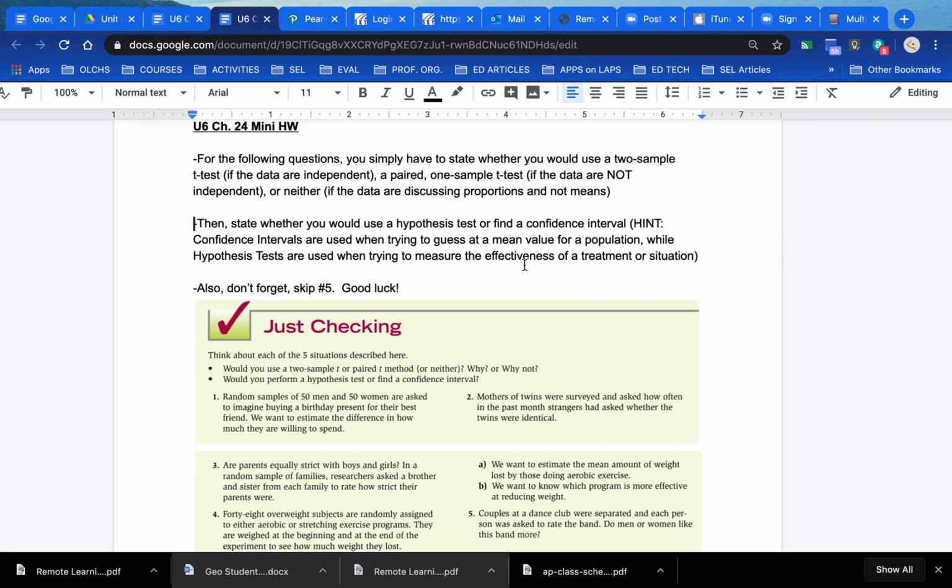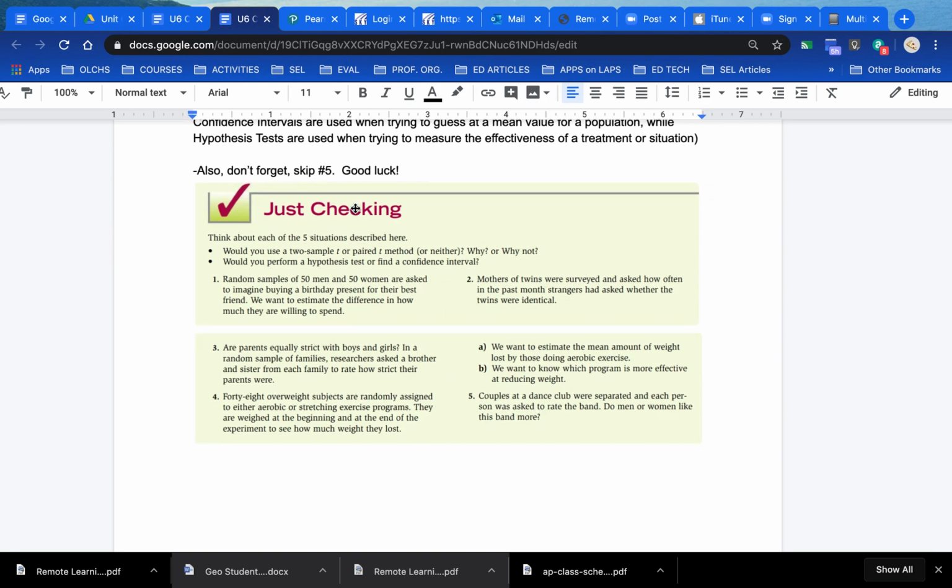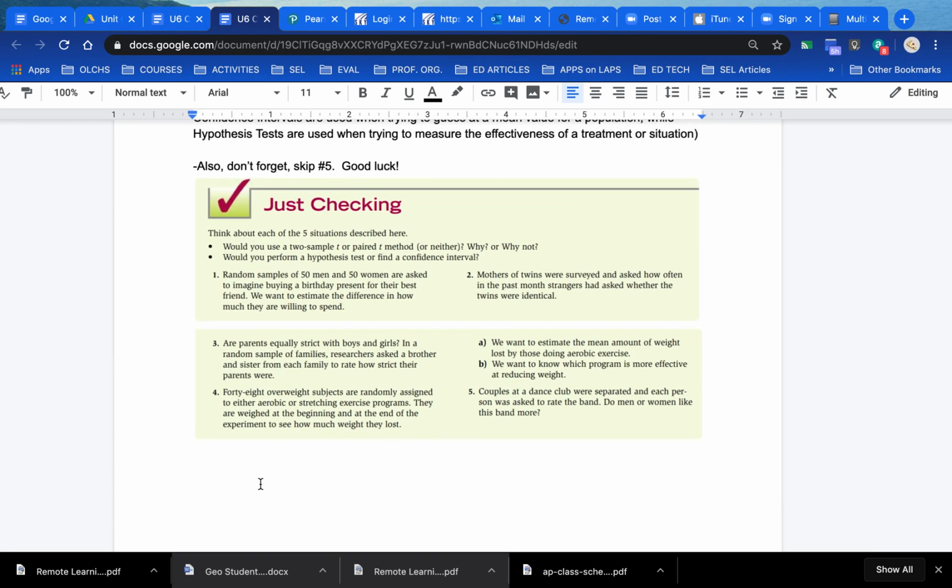If you were trying to measure the effectiveness of something, like I gave a treatment to someone and now I'm trying to see if it had an effect, or a pre-test and then a post-test, you might be measuring the effectiveness of your teaching for that unit. That would be a hypothesis test. So these questions here, you're simply trying to determine what type of test you would use, and then if it would be a test or a confidence interval. All right? And you get to skip number 5 because it's weird. So it's really only these 4 questions. So good luck trying those out.